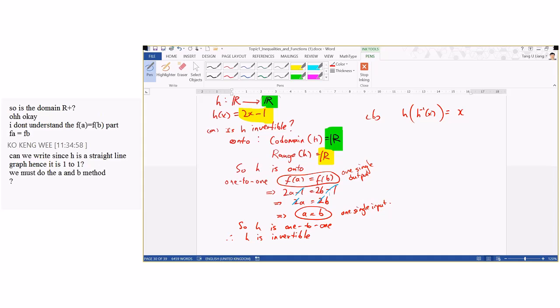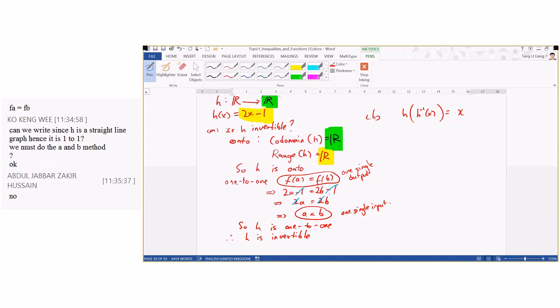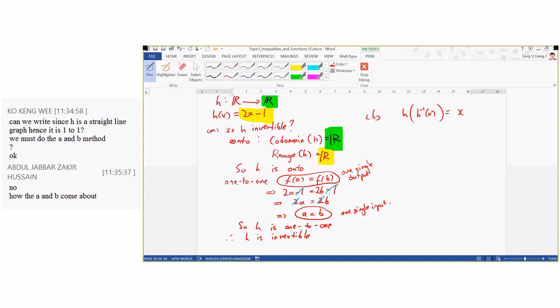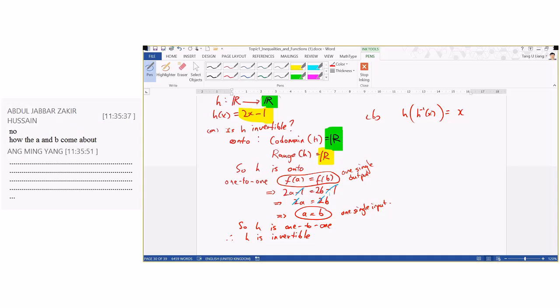For this one-to-one, we are actually trying to concern ourselves with this. When we want to show the function is one-to-one, we want to make sure that a situation like this doesn't happen. If a function is one-to-one, this kind of situation shouldn't happen. Are you following me so far?